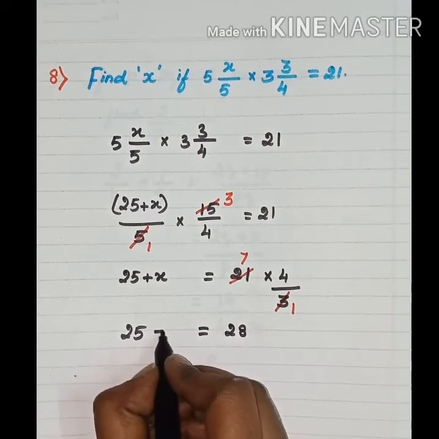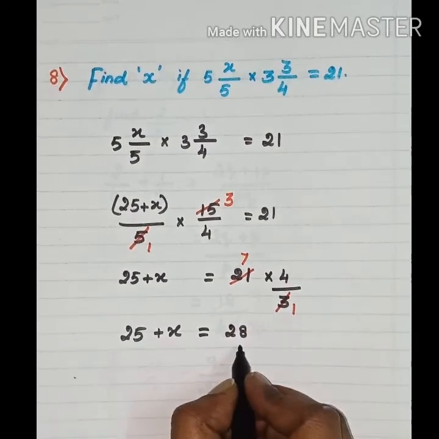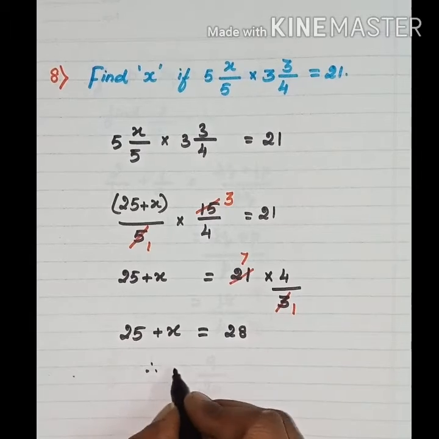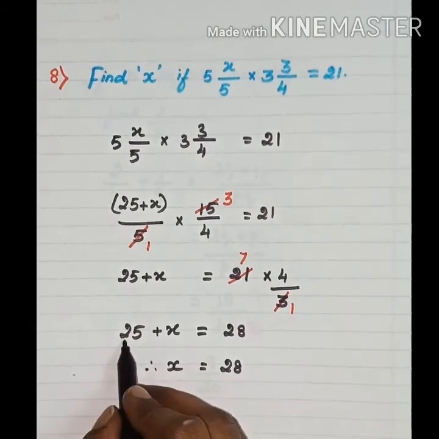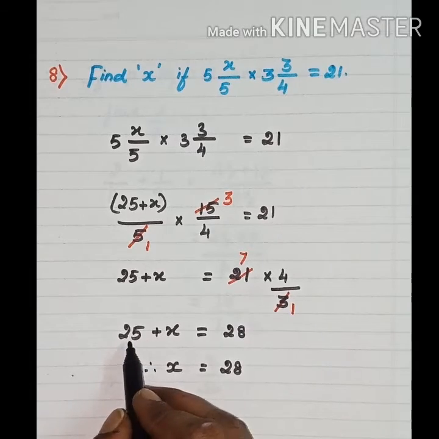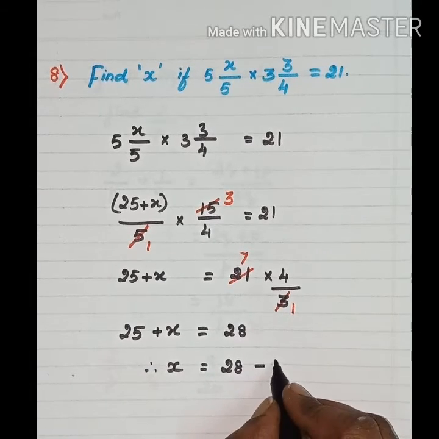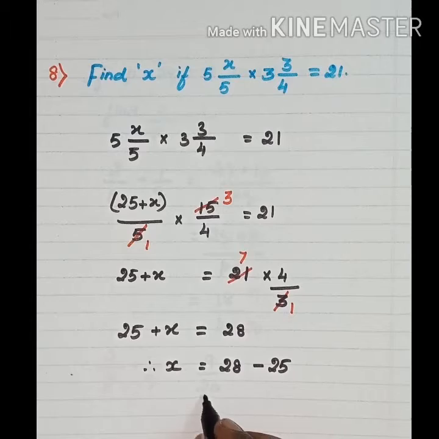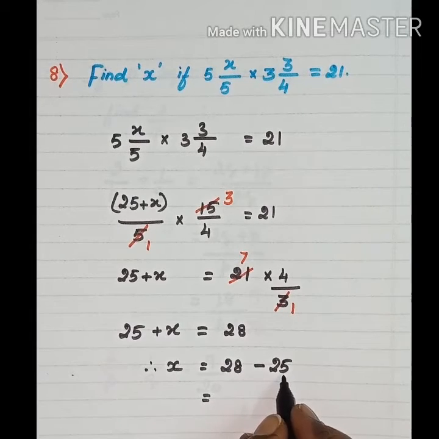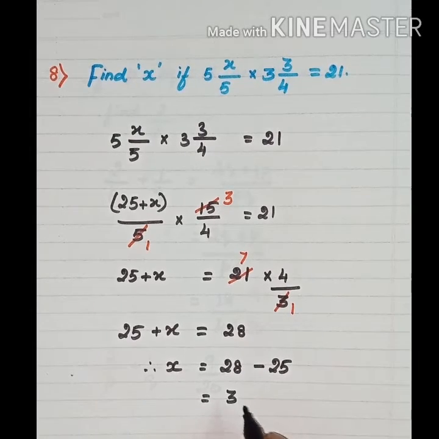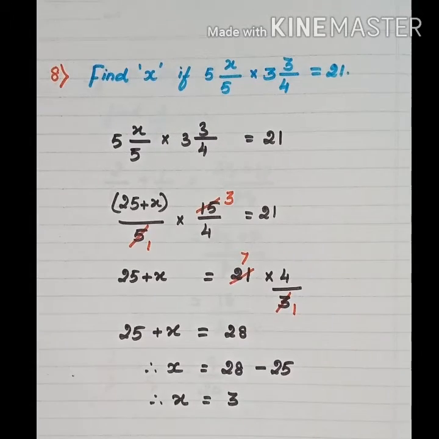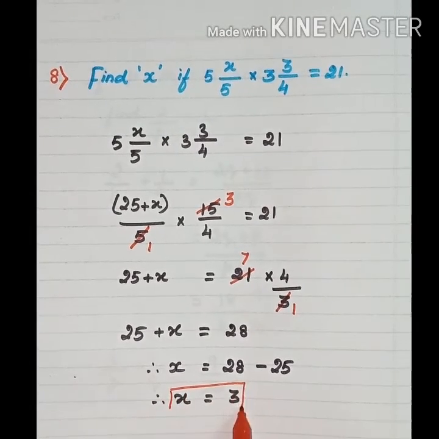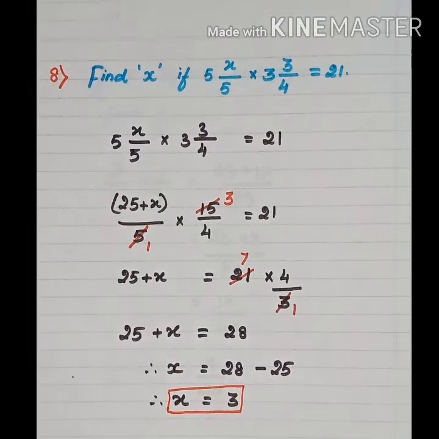25 plus x is equal to 28. Therefore, x is equal to 28 plus 25. This will come to this side as minus 25. 28 minus 25 is equal to 3. Therefore, x is equal to 3. X is equal to 3.